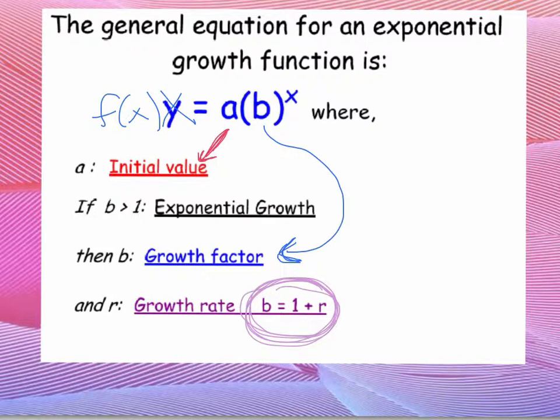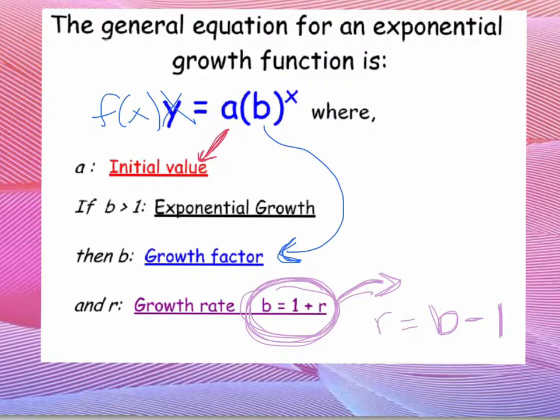And since b is given to us, we're actually going to transform this equation. We're going to solve for rate. So rate is going to be b minus 1. So once you have your b, you just subtract 1, and that's going to give you your rate.